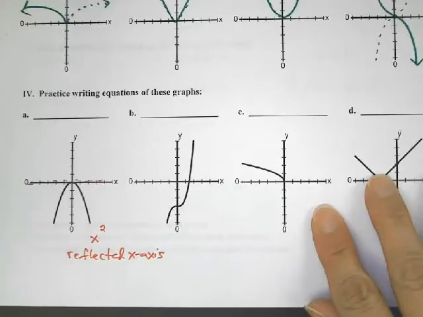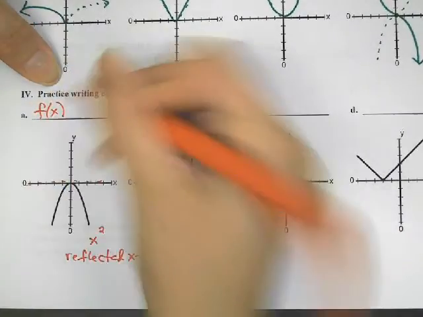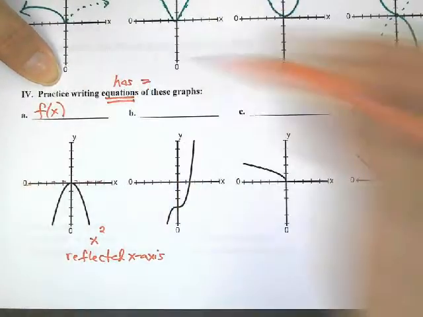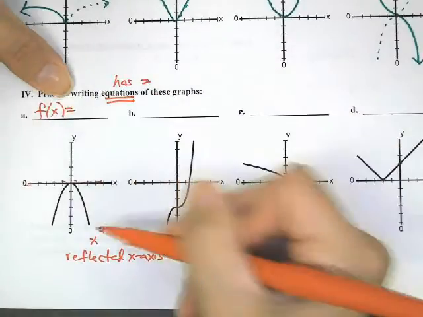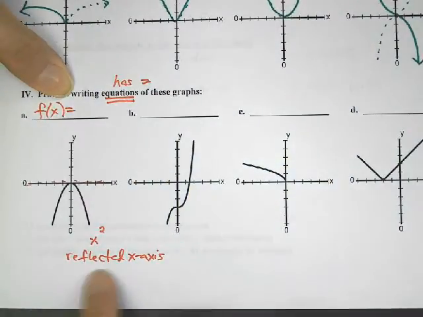Okay, so how do we write the equation? First of all, make sure you write f of x. Okay, an equation has to have an equal sign. So f of x equals, I know my equation is going to be x squared. But now I got to make sure that I get this information and look back in your notes and figure out how you say reflection over x-axis.